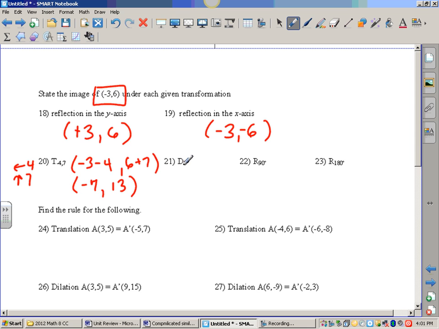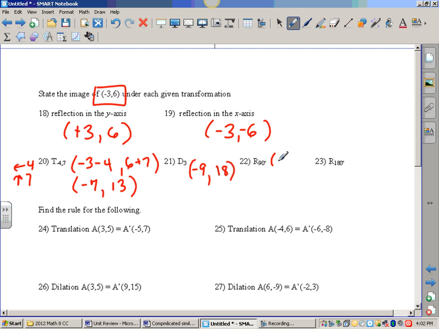D3, dilation of 3, meaning multiply every number you see by 3. So I'm going to do this one in my head. -3 times 3 is -9. 6 times 3 is 18.